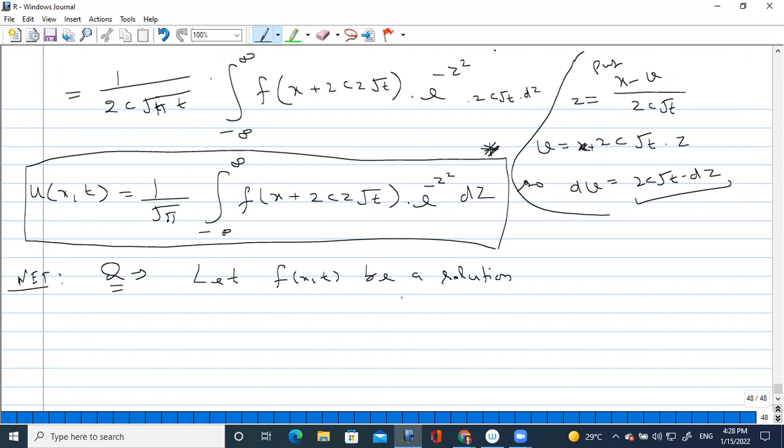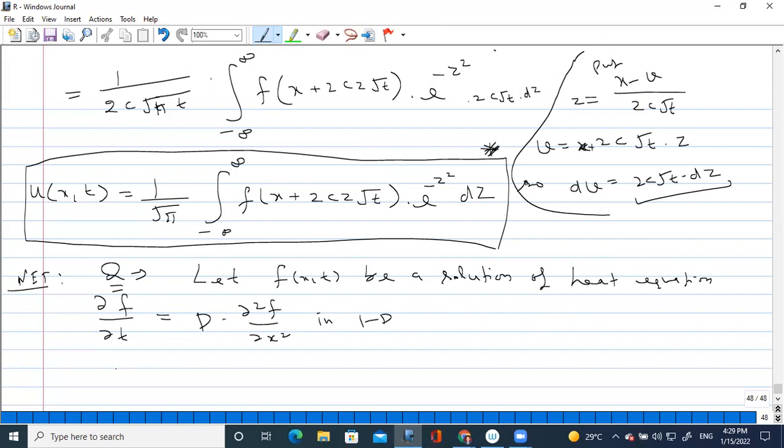Sometimes they will confuse you. Actually, they should have given it u(x,t). Understood? But the examiner can't tell you anything. Let f(x,t) be a solution of the heat equation: del f by del t equals D del square f by del x square, in 1D. So in place of u, they are using f. So no problem in that. Now tell me, what is this equation?